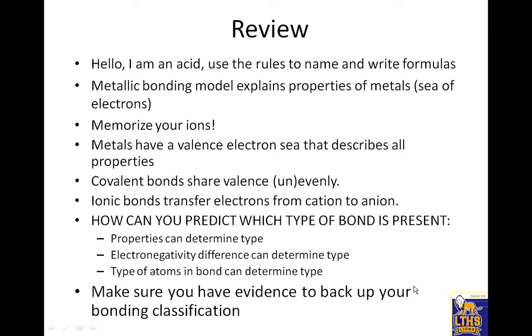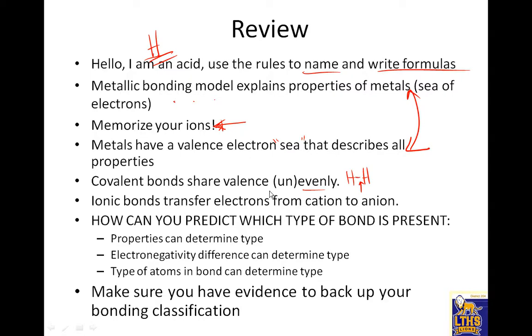But to review, we need a little review music. So, hello, I'm an acid. I start with hydrogen, and once you recognize, then you're ready to write the names and formulas. Right. Metallic bonding model explains properties of metals like shiny, luster, conductors. Memorize your ions, peeps. Don't forget. Metals have valence electrons. It's a valence electron C that describes the properties. Okay. Covalent bonding is sharing electrons evenly or unevenly between stuck-in-place atoms.